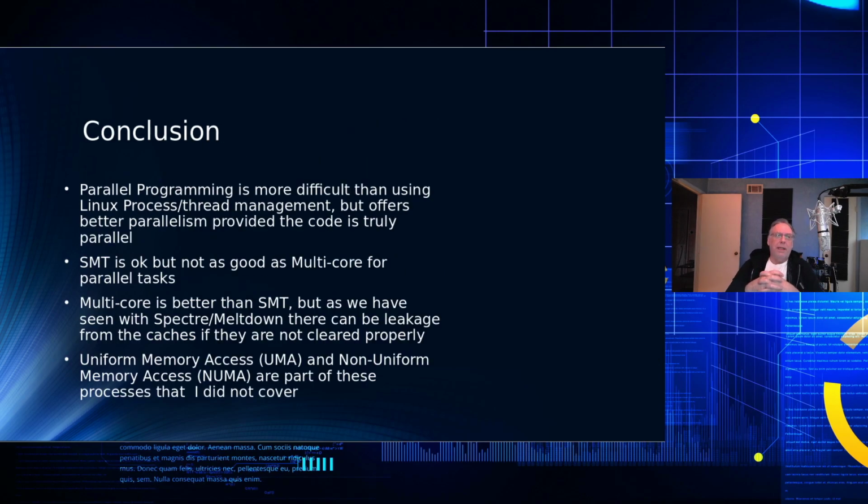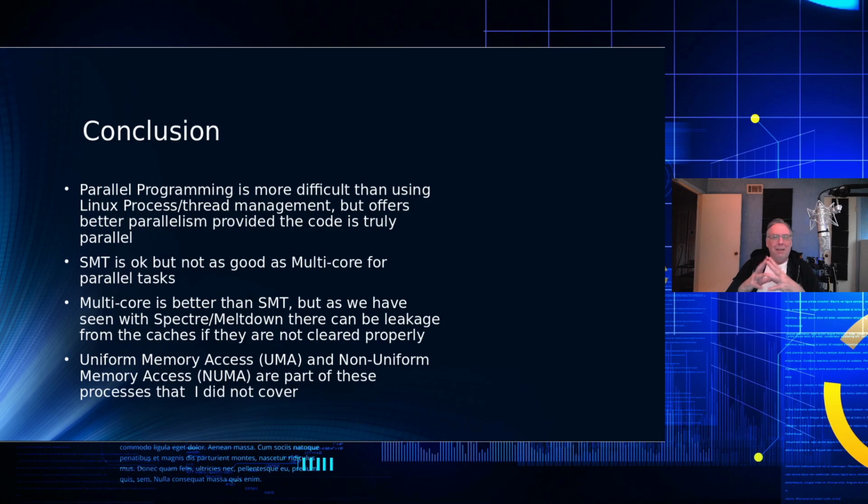So in conclusion today, parallel programming is more difficult than using the Linux process and thread management system, obviously. Maybe you could get better parallelism if you wrote your own code to do it, but there is a shortcut, and you can use the thread management and process management within multi-cores to do that. And by the way, virtualization, Docker, or containers are also shortcuts to parallelization. SMT is okay, but it's not as good as multi-core. It's older, but multi-core is definitely better than SMT, as we've seen.